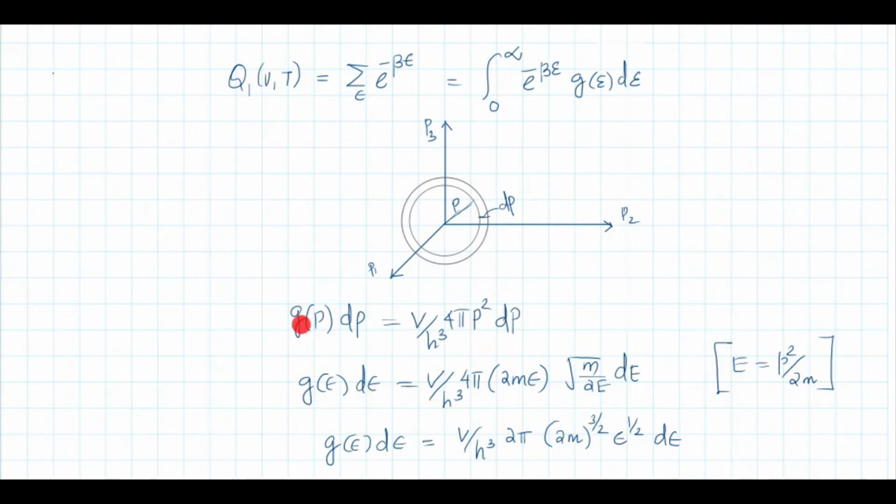That is g(ε) dε, the number of energy levels having momentum between p and p plus dp. Okay, the number of states having a momentum between p and p plus dp. This we can calculate using the concept of phase space. This is for a single particle.